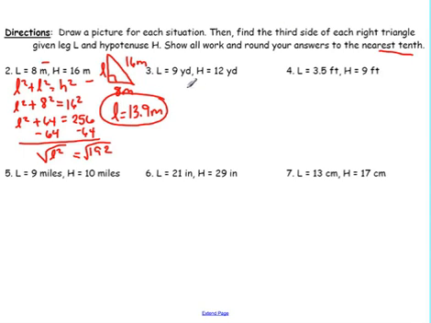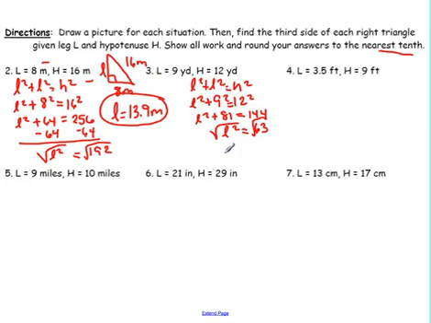For number 3, again, I'll use the same formula. L squared plus L squared equals H squared. I know that one of my L's is going to be left alone. I have 9 squared. That's going to equal 12 squared. That's L squared plus 81 equals 144. When I subtract 81 from both sides, I'll get 63. I then have my L isolated, so I'll take the square root of both sides. And to the nearest tenth, I'd have 7.9 yards.